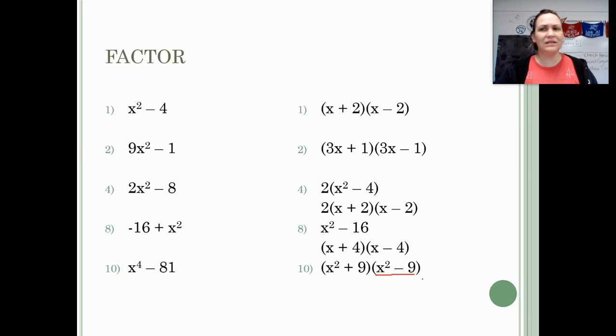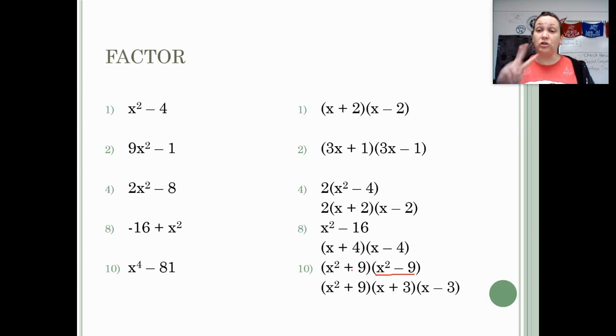Now, the first parentheses is not a difference of squares because it has an adding sign in it. So we cannot factor the first parentheses more, but it still is going to be part of your answer. So I still need to include the x squared plus 9 as part of my final answer. But the x squared minus 9, I'm going to factor that again. X squared minus 9 turns into x plus 3 and x minus 3.